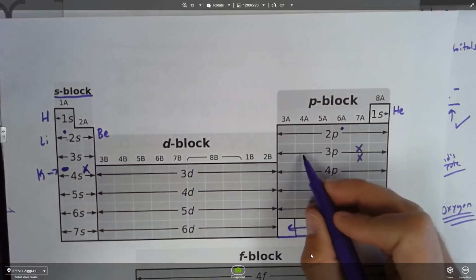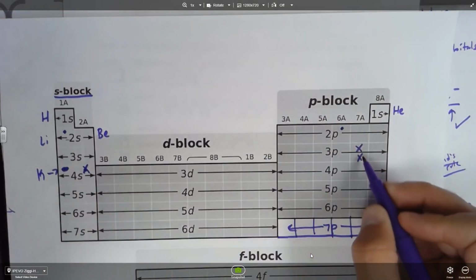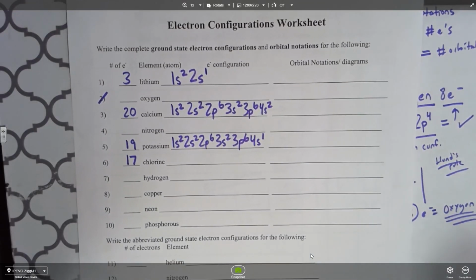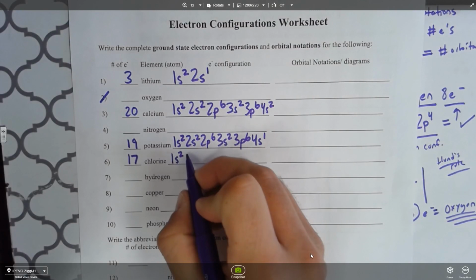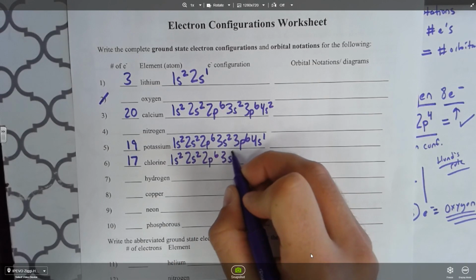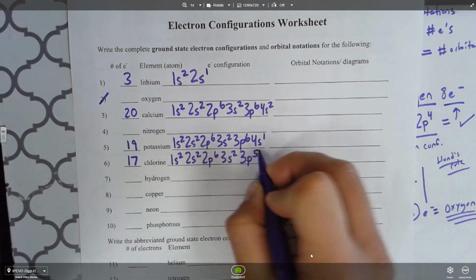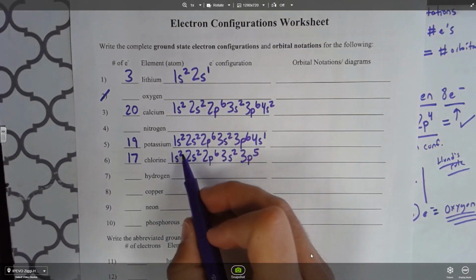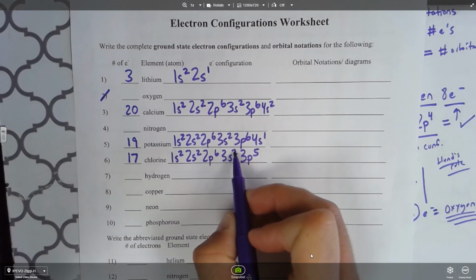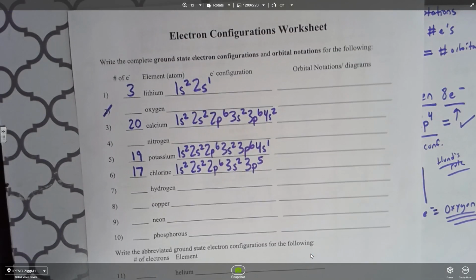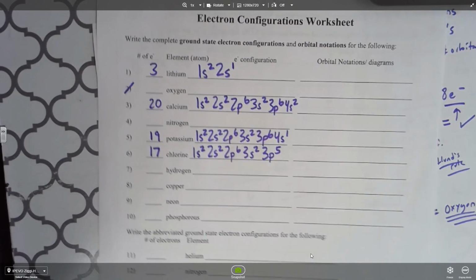Okay. So it is the 1, 2, 3, 4, fifth element in 3p. So we know it ends in 3p5. So everything else is the same before that. It's the same path to get there. This ends in 3p5, not 3p6, because we don't fill it up completely. So 2, 4, 10, 12, 12 plus 5 is 17. Okay. So I'm going to do an orbital notation for chlorine real quick, and that will be the end of this video. And we'll be practicing this quite a bit next week.